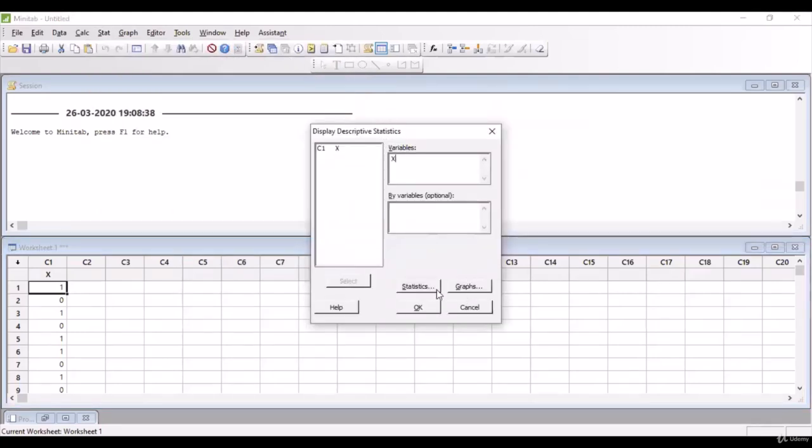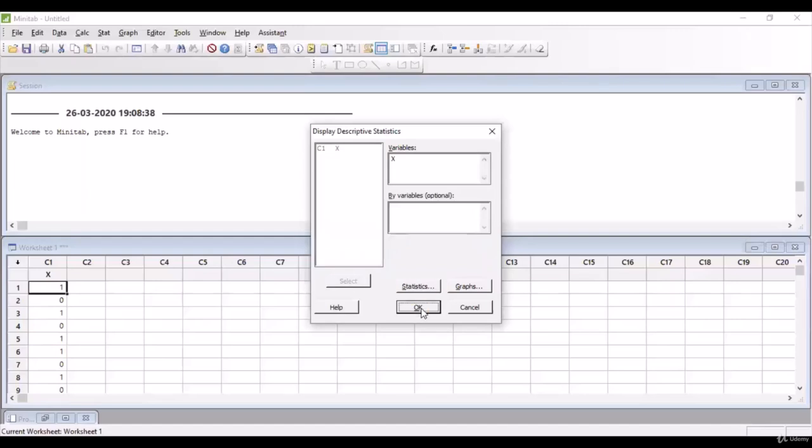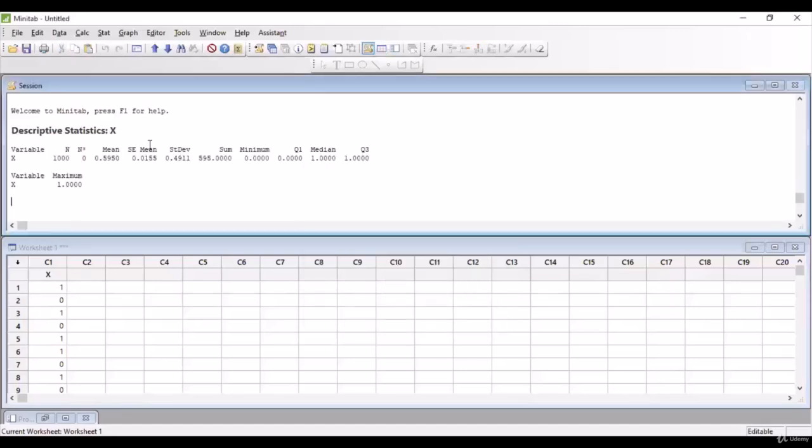What statistics am I looking at? I'm looking at the mean and the sum. There are many other factors, but no need to worry about that. I select that. See here, the system calculated a few parameters.